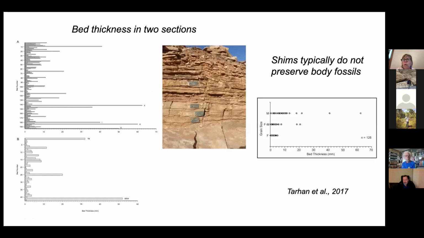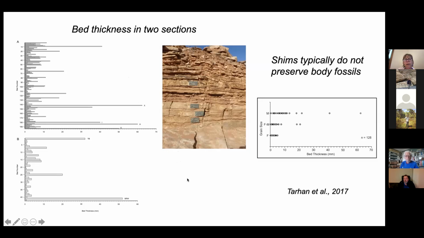And thinking about these shims, if we take this section here, this over here is just looking at bed thickness. So the y-axis is simply the bed number. So this would be like 1, 2, 3, 4, 5, and so on, and the thickness of each one of these beds. So you can see H corresponds with H over here, I corresponds with I, and X corresponds with X. And what you see in between are a whole host of very, very thin beds that we call shims.